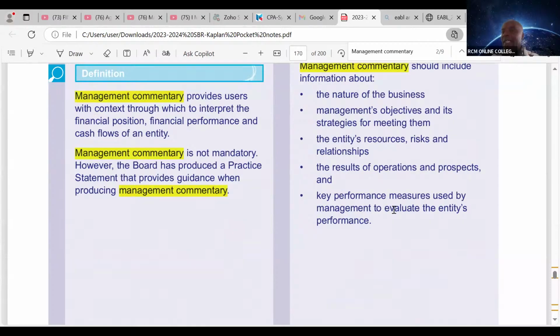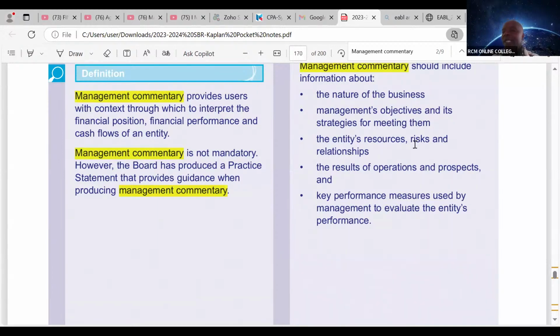So just a guideline. When, for example, you become a chairman of a board, and you're told you have to do a management discussion, what are you supposed to talk about? Tell us your kind of business model. What are you doing? You can tell us about your management. Of course, you can't say everything there. The management objectives and strategies for meeting them.